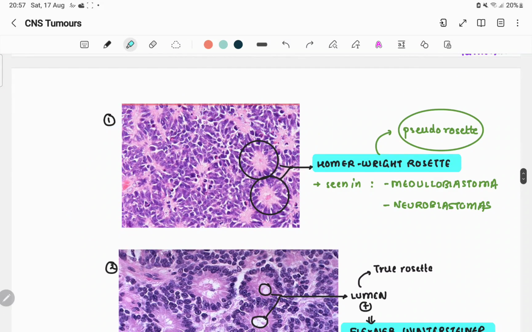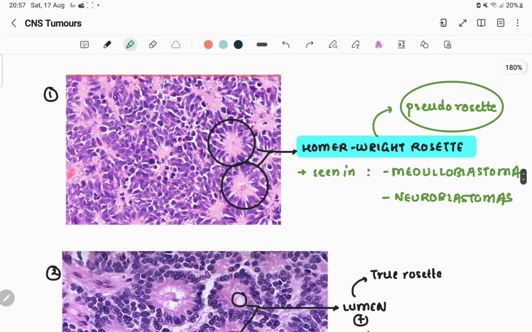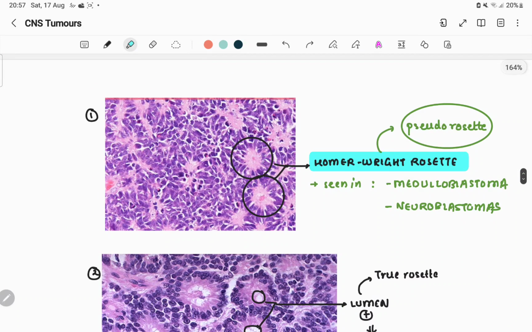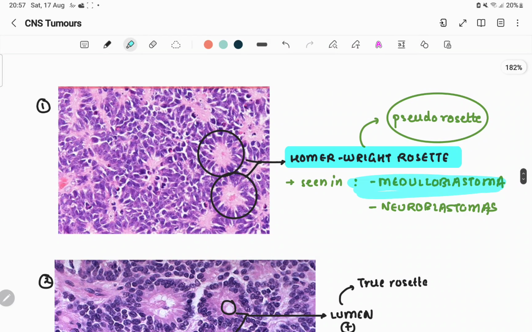Look at this. This is a Homer-Wright rosette. This is a false rosette or pseudo rosette. It doesn't have any lumen here. You can see it doesn't have any lumen. It has background necrosis present. Homer-Wright rosette is seen in medulloblastoma, which is earlier, and neuroblastomas. These are also childhood tumors.